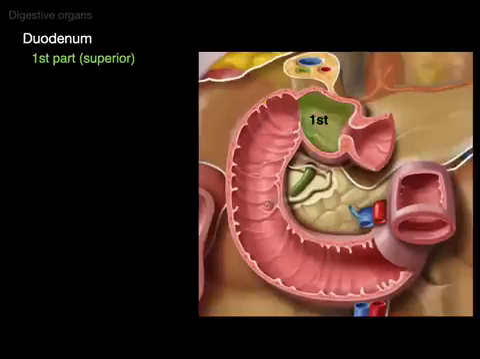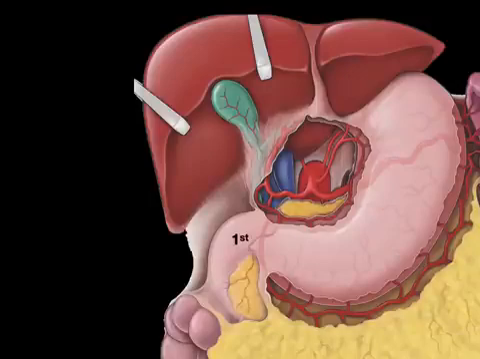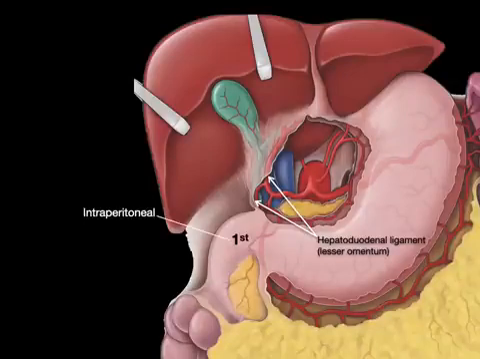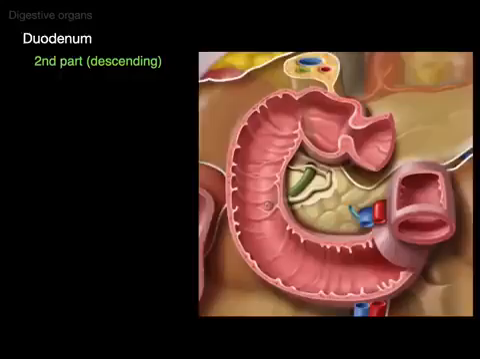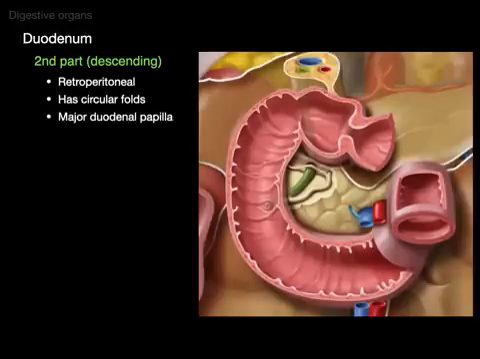Okay? And then the first part is intraperitoneal, where the rest of the GI tract is retroperitoneal. So there is the hepatoduodenal ligament of the lesser omentum attaching to the first part of duodenum. That's intraperitoneal, where the rest of the duodenum, parts 2, 3, and 4, are retroperitoneal. Now, part 2 of the duodenum is called the descending part. It starts as retroperitoneal. It has circular folds, and it has what's called the major duodenal papilla.